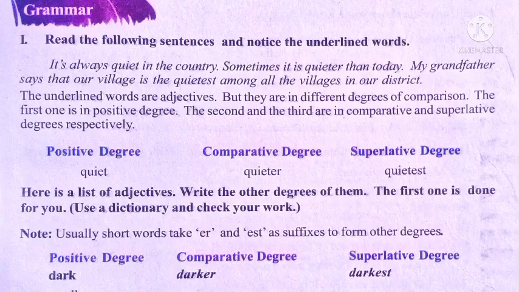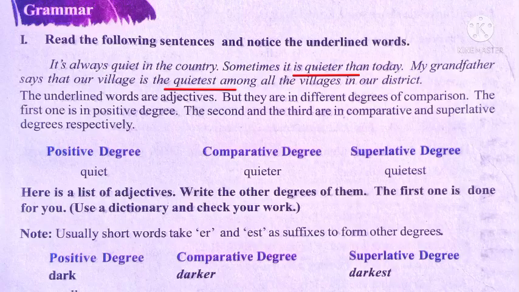Now in page number 9 you have grammar regarding degrees of comparison. Read the following sentence and notice the underlined words. Here is the sentence from your textbook. It's always quiet in the country. Sometimes it is quieter than today. My grandfather says that our village is the quietest among all the villages in our district. Here the underlined words are adjectives. That is quiet, quieter, quietest.